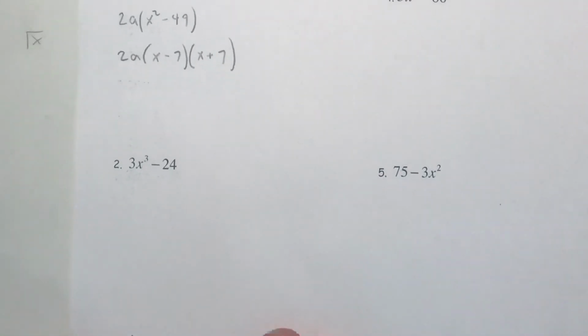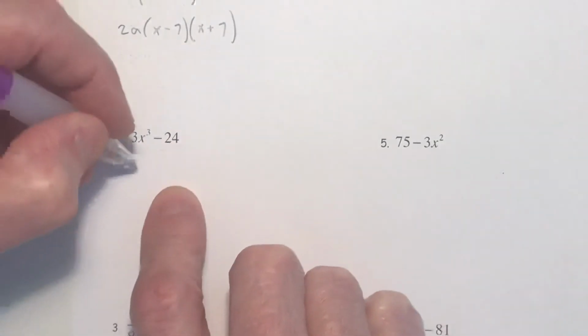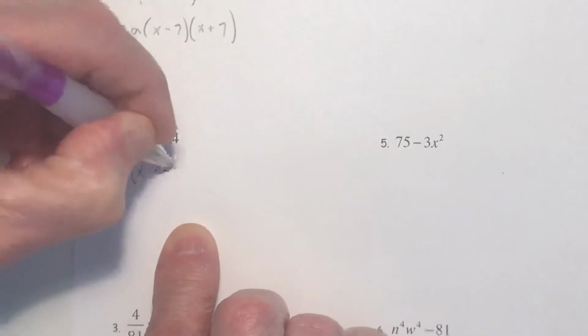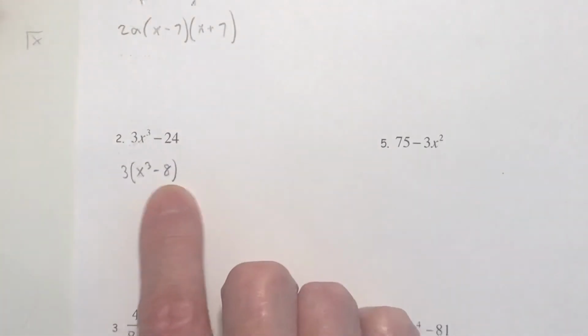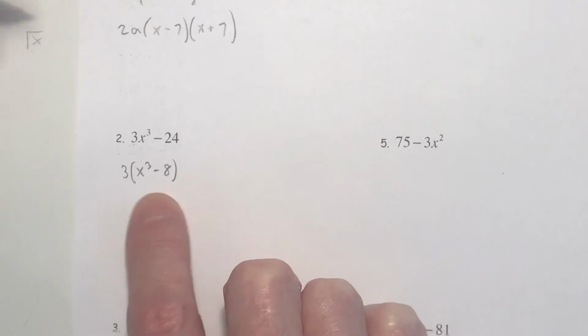So down to number 2. Is there a GCF? 3. 3 times x cubed minus 8. Again, I see 2 terms. Is it a difference of squares? No. Is it a difference of cubes?